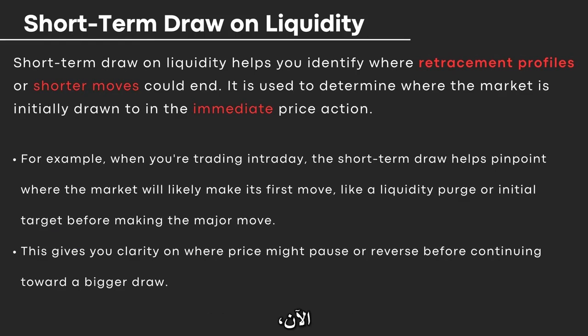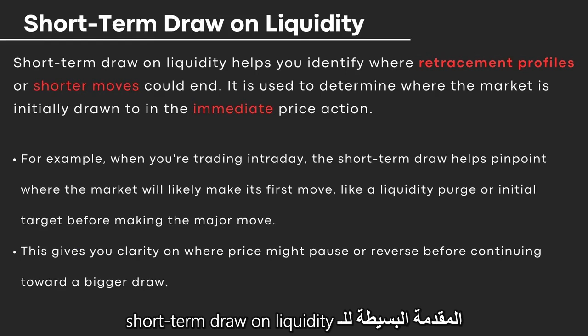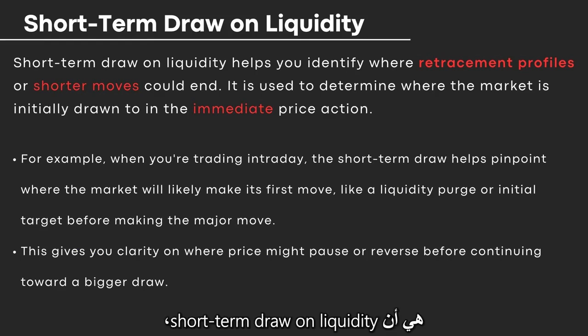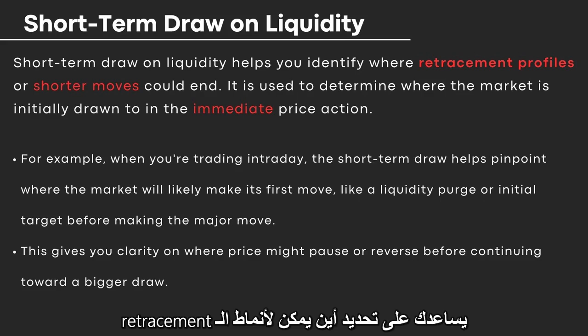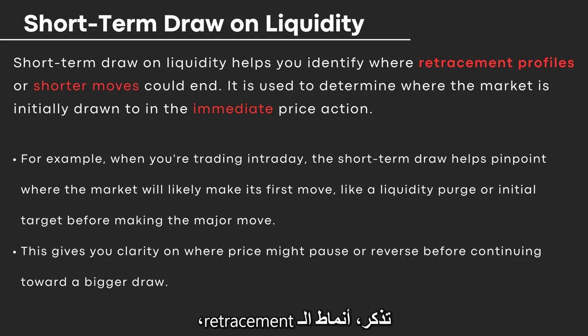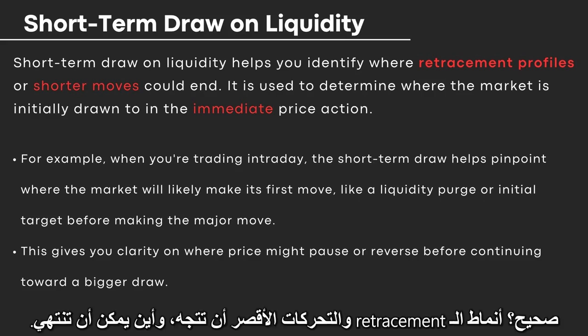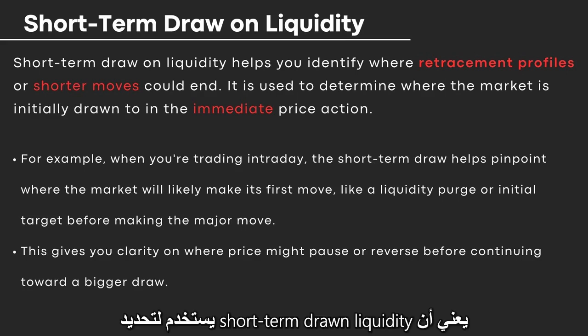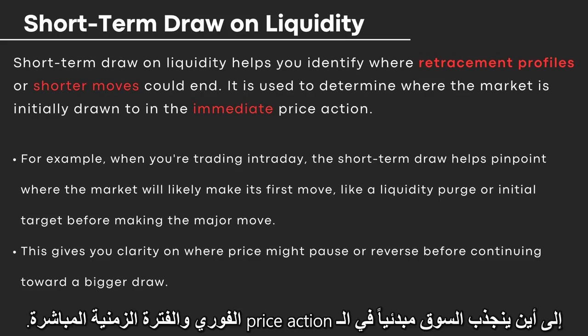liquidity, which is the short-term drawn liquidity, right? Now, the simple introduction to short-term drawn liquidity would be that short-term drawn liquidity or directional bias helps you identify where retracement profiles, remember retracement profiles, right? Retracement profiles and shorter moves could go to and could potentially end. Simply meaning short-term drawn liquidity is used to determine where the market is initially drawn to in the immediate price action and the immediate time period, right?